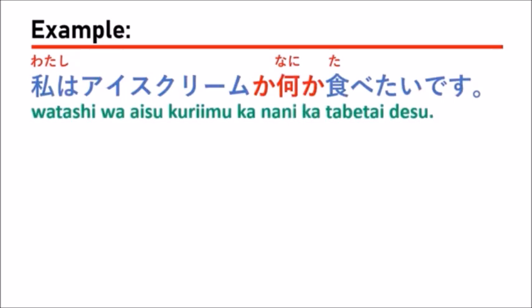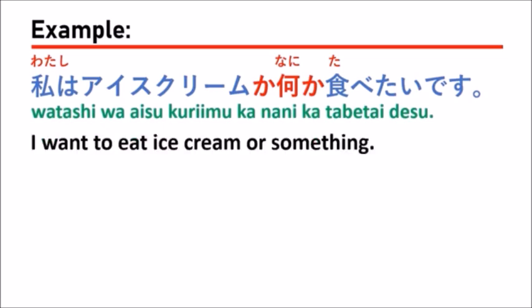The next, 私はアイスクリームか何か食べたいです。Which means, I want to eat ice cream or something.